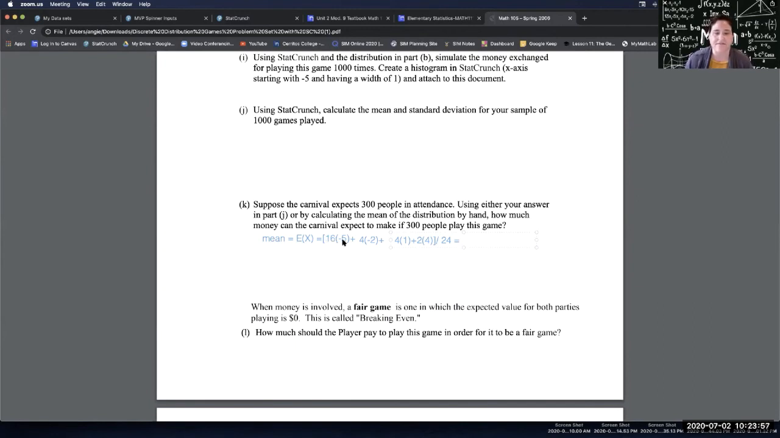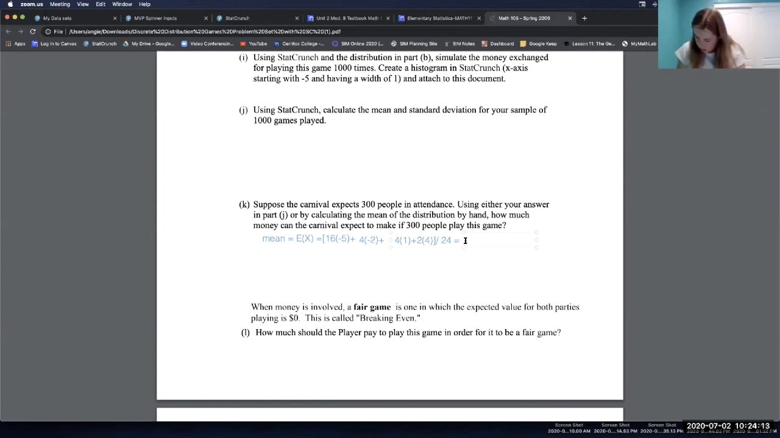16 times -5 plus 4 times -2 plus 4 plus 2 times 4. Add all that up. Get that sum for me. What's nice is the -8 and the 8 here are going to take each other out. So I should be left with 84. I had a -3.16. Cool.